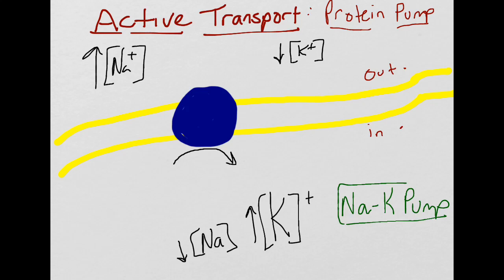Okay, and this is a major ATP draw for the body. It's constantly working, pushing these ions against their concentration gradient. Notice that sodium is high outside the cell, low inside the cell. Potassium is low outside the cell, high inside the cell.